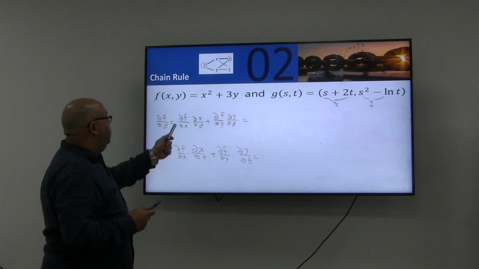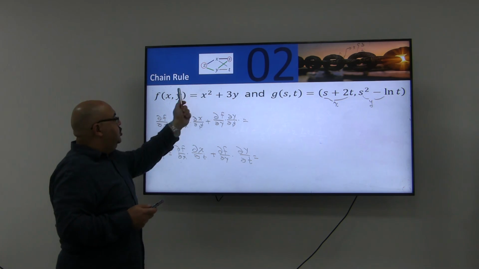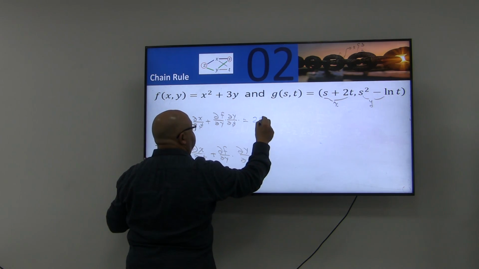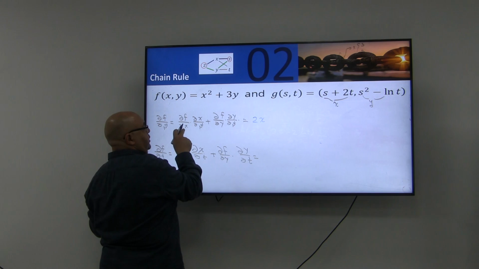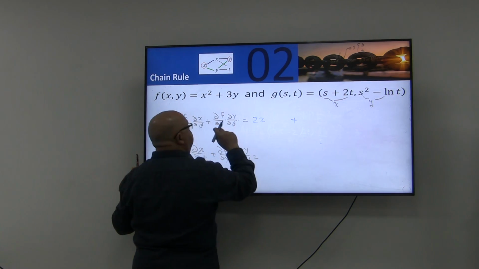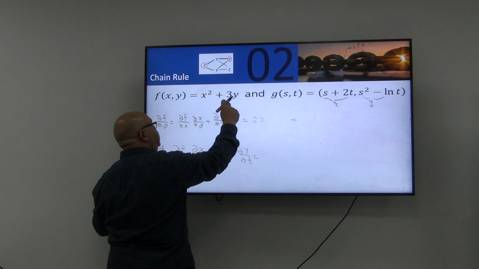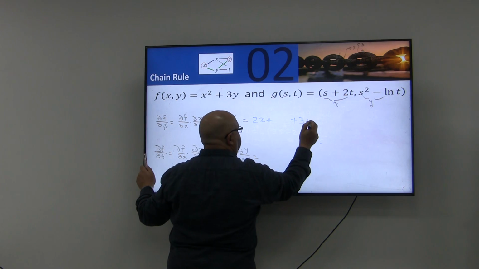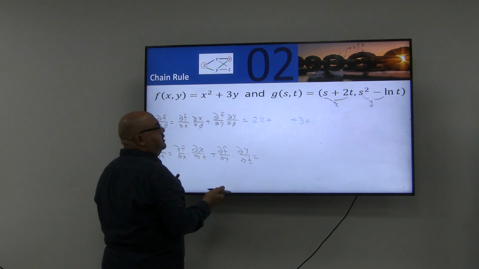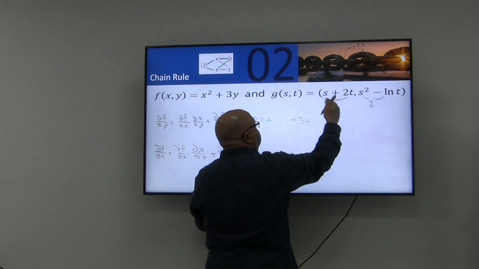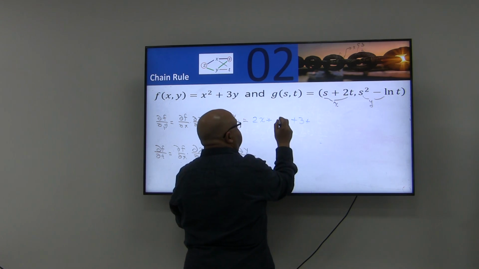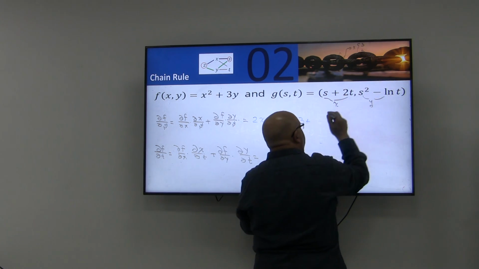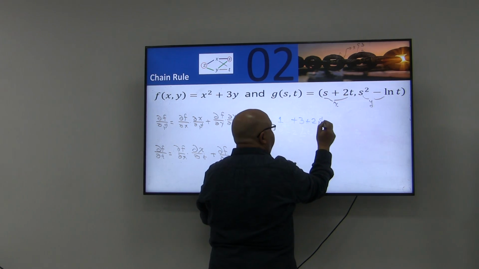So the first is partial f partial x. I will differentiate this function with respect to x, which is going to be 2x. That's the first part. Plus the derivative of f with respect to y. I will differentiate this one, which is going to be 3. Then I will multiply by partial x partial s. From here, I will differentiate this part with respect to s, which is going to be positive 1. And then differentiating y with respect to s, it's going to be 2s.